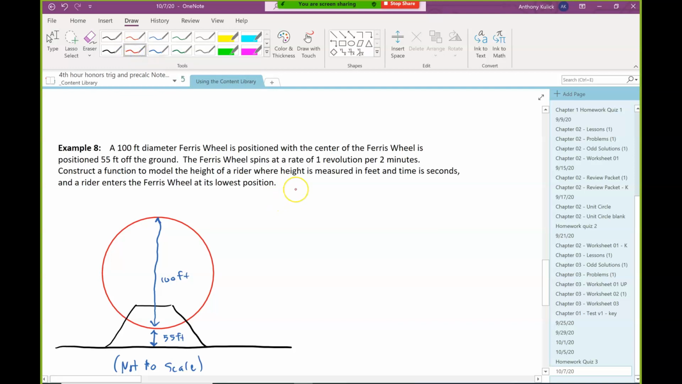So it says that we want this function to model the height of the rider. So that should be the y-coordinate. And time then would be the x-coordinate.